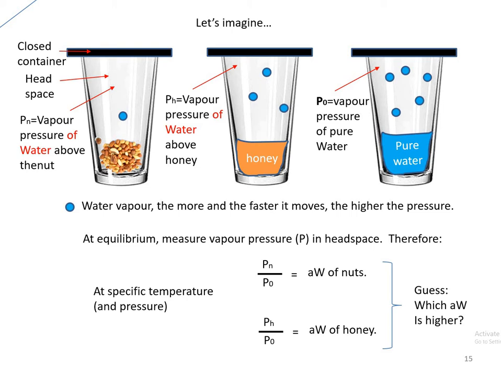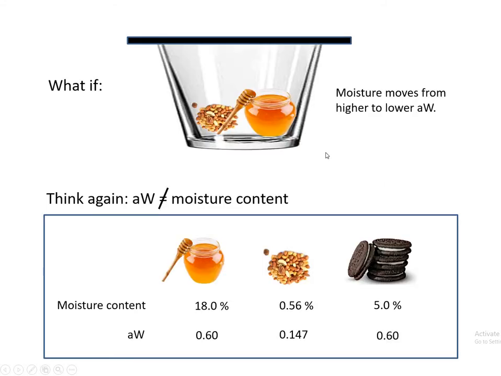Okay, it means a lot in terms of food stability. So another idea somebody has is, why don't we just mix in one same package, nuts here with honey there. And we learned before that the AW of honey is about 0.6 and nuts about 0.147.